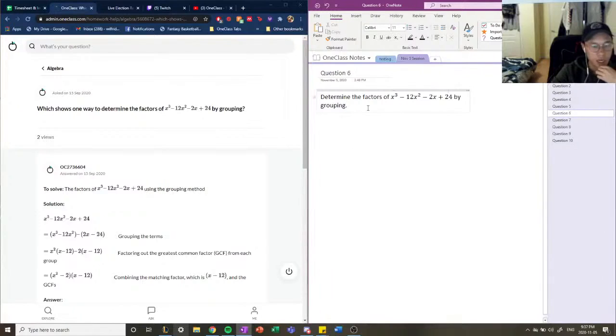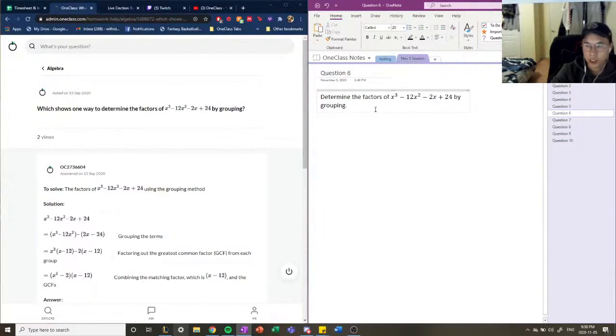All right, determine the factors of x cubed minus 12x squared minus 2x plus 24 by grouping. So usually you find the factors of a second degree polynomial by factoring and using cross multiplication.